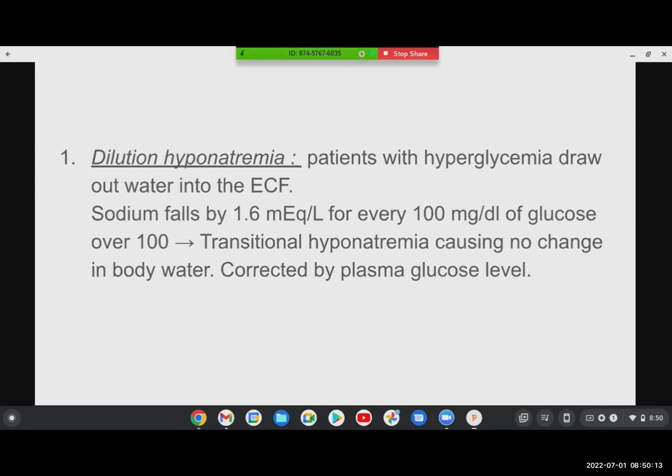This is also called pseudohyponatremia, isn't it? Yes, sir, pseudohyponatremia. So if a patient is diabetic and hyperglycemic, showing low sodium, that has to be corrected. Yes, sir. There is a formula, as you said, 1.6. There is a formula for correction of sodium in a patient with hyperglycemia. It is blood sugar times 0.016 plus the serum sodium that is being reflected. That will give you the corrected sodium in a patient with hyperglycemia.